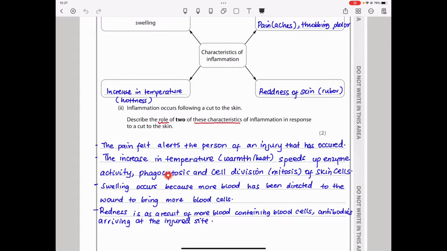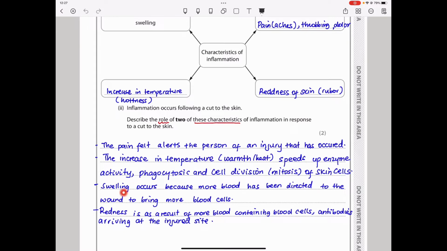Remember, phagocytosis uses enzymes that are going to break down any pathogens or any things causing infection. So if this is to occur, the enzymes have to be activated enough in order for reactions to occur. Another thing is cell division. Skin cells that have to be made to regenerate the area that has been hurt have to divide by mitosis, and this requires a lot of energy. So the high temperature is to allow that kind of reaction to occur.